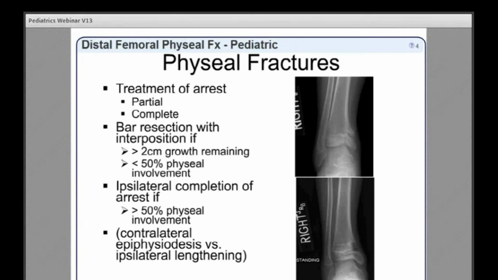And depending on the age of the child, this may lead to either a leg length discrepancy that might require lengthening versus epiphysiodesis to equalize leg lengths. You can see on the radiograph here a distal tibial physeal bar that has undergone resection and restoration of alignment and continued growth.